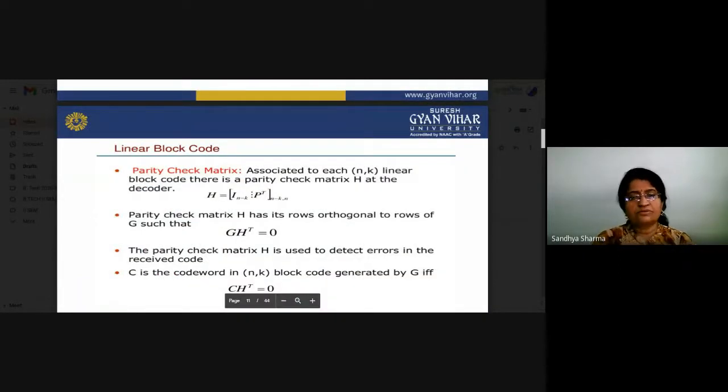Linear block code, so that is basically G H transpose equal to 0. G is the generator matrix, and H transpose is defined by using G. So if we are working on G H transpose, H is equal to [I of n minus k | P transpose]. That is the relation between H and G.